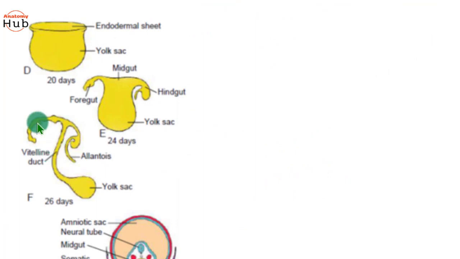The cranial end of the foregut is kept closed by the oropharyngeal membrane, which ruptures at the end of the fourth week to form the mouth. The caudal end of the hindgut is kept closed by the cloacal membrane, which ruptures during the seventh week to form the orifices to the anus and the urogenital system.